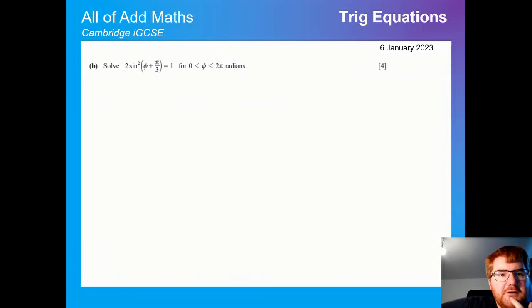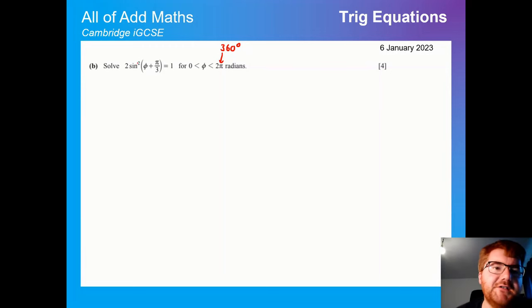Okay, and now on to a slightly trickier question here. So notice we've got something slightly strange in the bracket here, and that's going to change how we work with it. Notice our domain is also a bit different. So we're going between 0 and 2 pi radians. That's the same as 360 degrees. So keep that in mind as we go through.